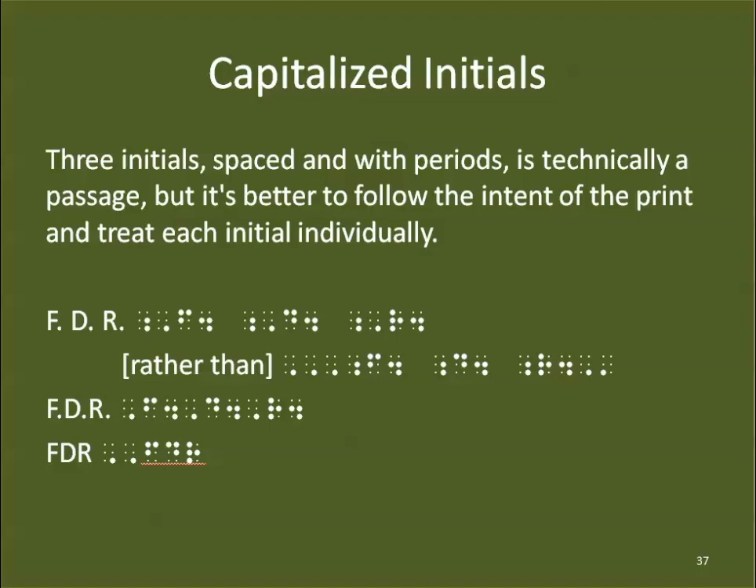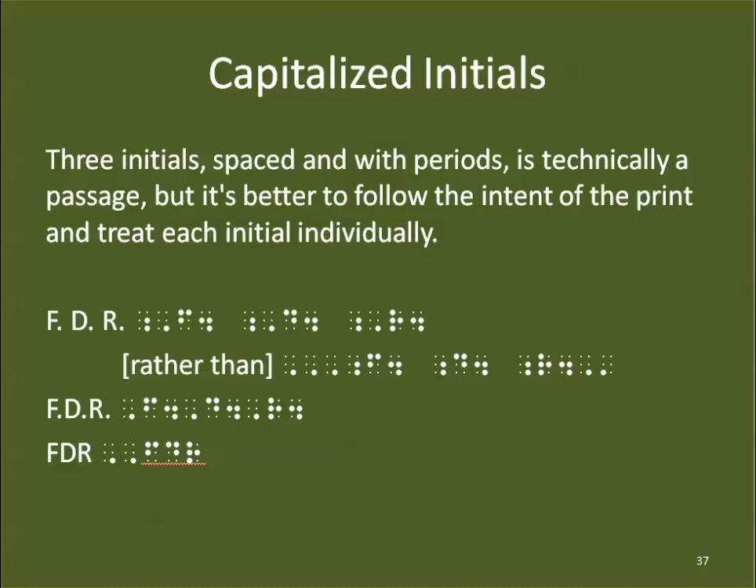So for example, FDR, we use the grade 1 symbol indicator in front of F, D, and R rather than calling it a passage and then using grade 1 symbol indicators in front of each of those letters, then having to terminate it. It looks very odd. It's something you have to kind of think about to understand what it is. So it's much more natural to just use the grade 1 symbol indicator in front of each of them, and also capitalize individually as opposed to treating it as a capitalized passage.